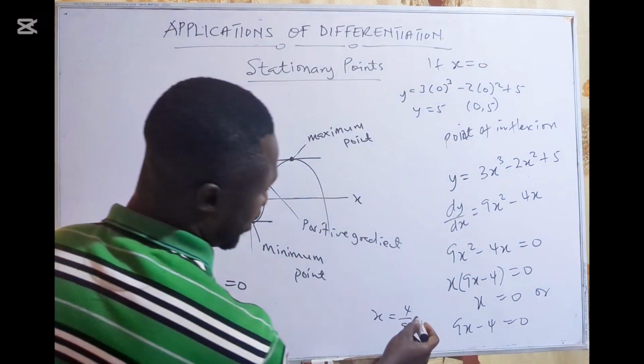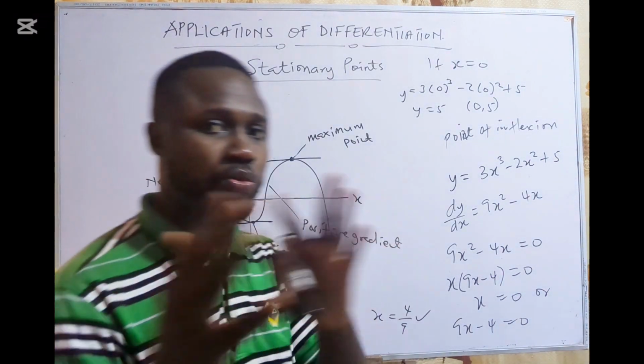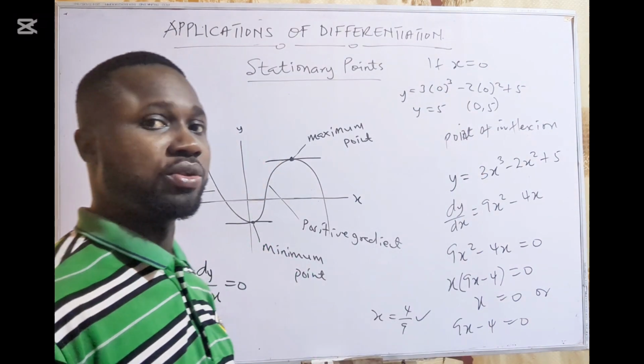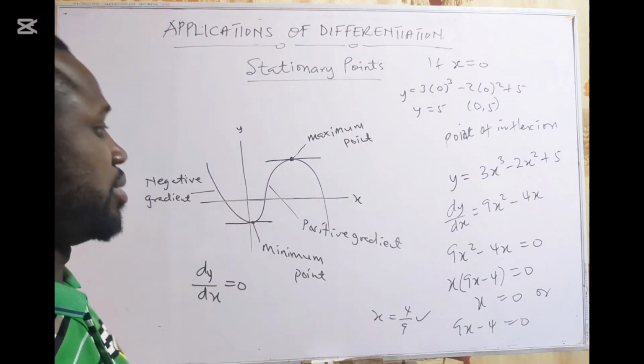Then you do the same thing for if x is what? 4 over 9. So you realize that we are going to get 2 points. And of the 2 points, one will be the maximum value and the other will be what? The minimum value. Is that okay?